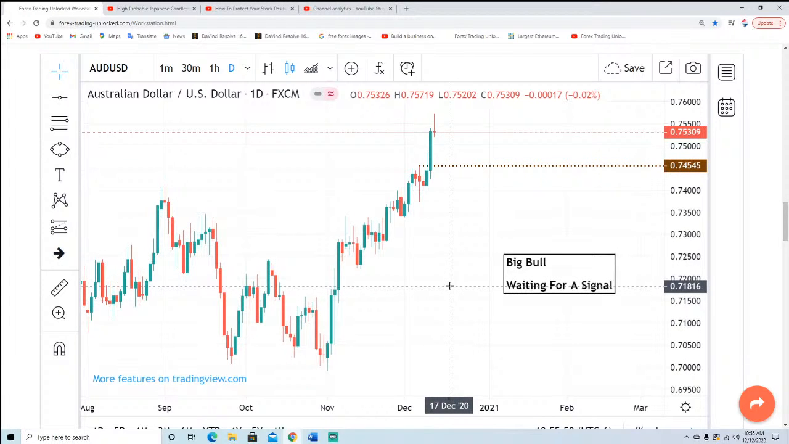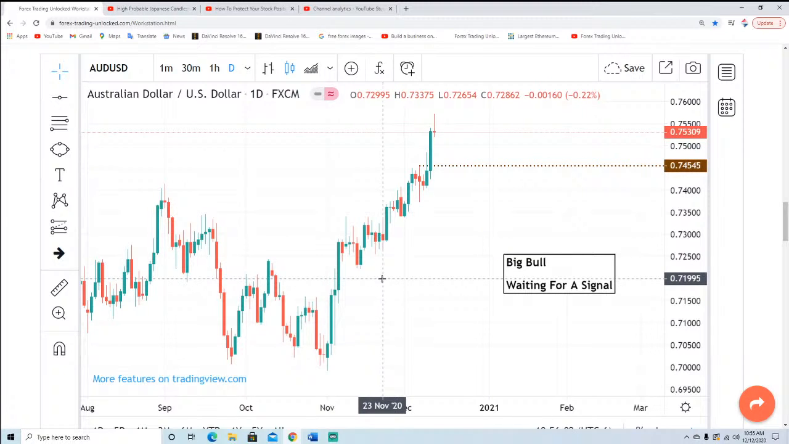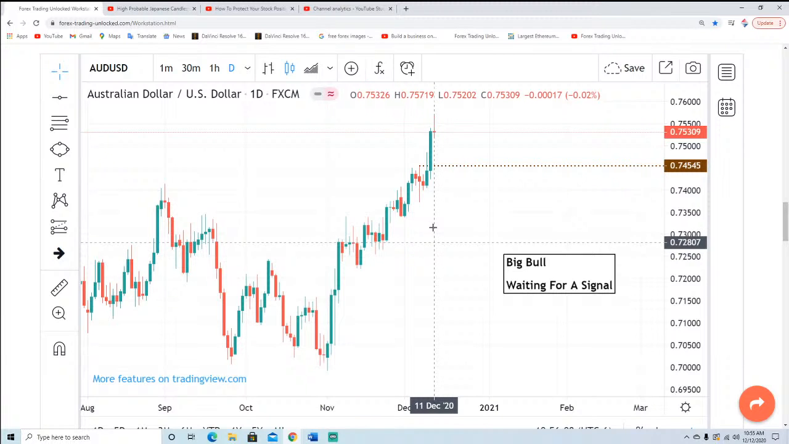We're waiting for a signal. Did it top on Monday? Well, I don't know. If every day for the past month you were saying this is market topping, you were wrong for the most part. So I'd be very cautious with this one.